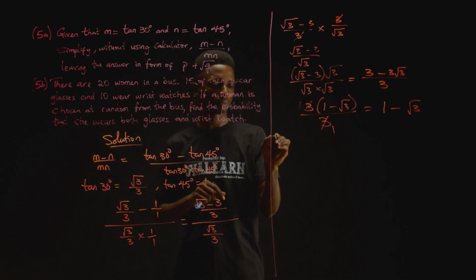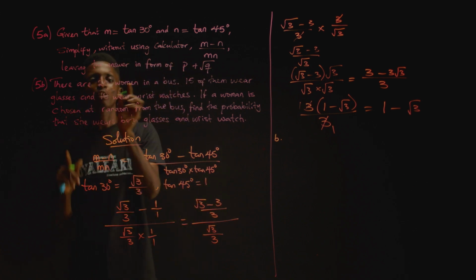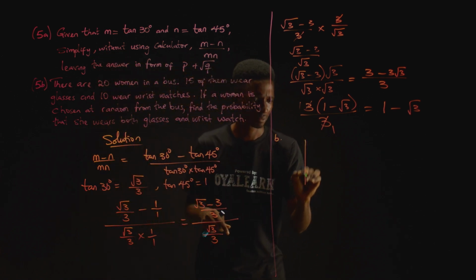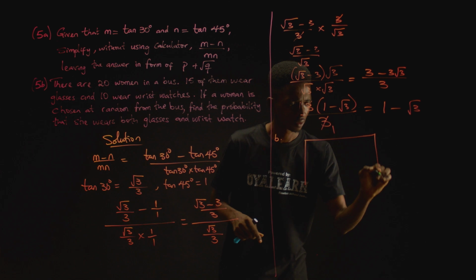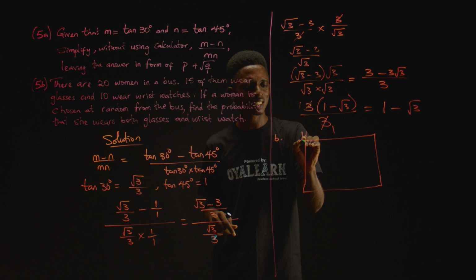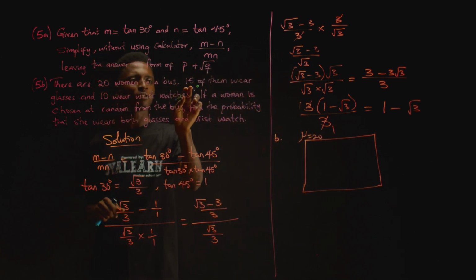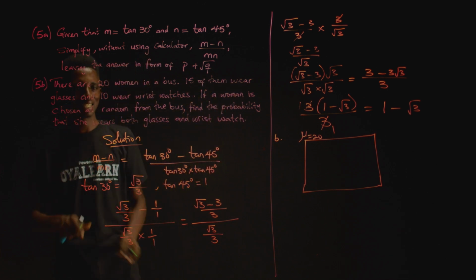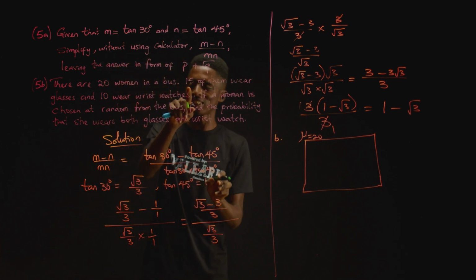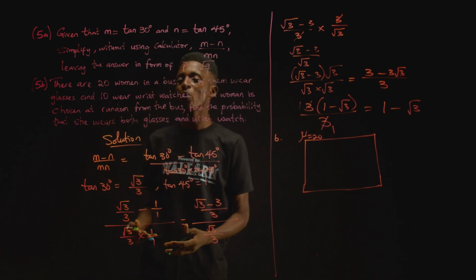Now let's solve 5b. To solve 5b, we are given some information that there are 20 women in a bus. So let's do this using our set theory. So if this is our bus, and here our universal set is 20, we are then told that 15 of them wear glasses and 10 of them wear wristwatches. Now, we know that of these 15, some of them will be wearing wristwatch. And of these 10 that wear wristwatch, some of them will be wearing glasses.